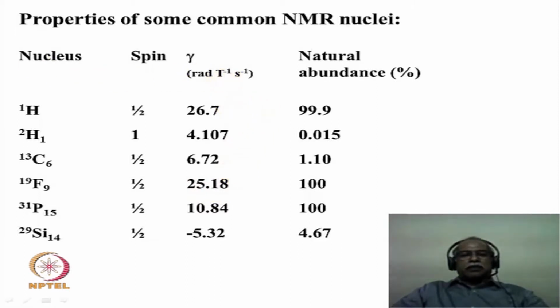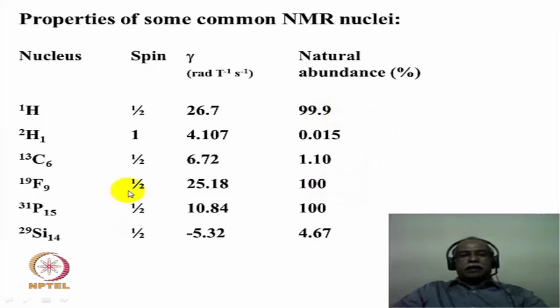For example, take proton, which has a gyromagnetic ratio of 26.7 with a natural abundance of 99.9%, and consider fluorine, which has a very similar gyromagnetic ratio, roughly 25 or so, with a natural abundance of 100%. These two nuclei will have similar sensitivity in terms of the NMR experiment for two reasons. One, the gyromagnetic ratio is nearly the same, and secondly, the natural abundance is nearly the same.